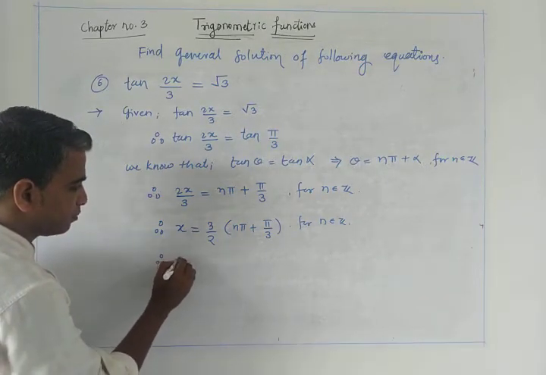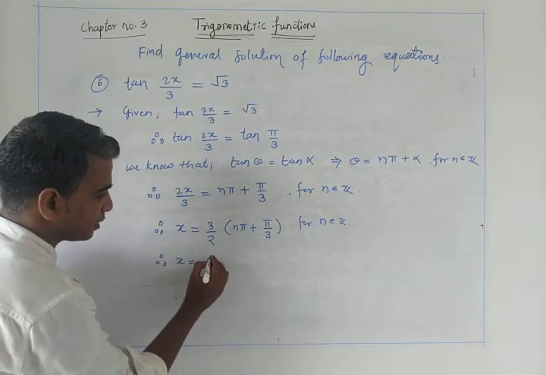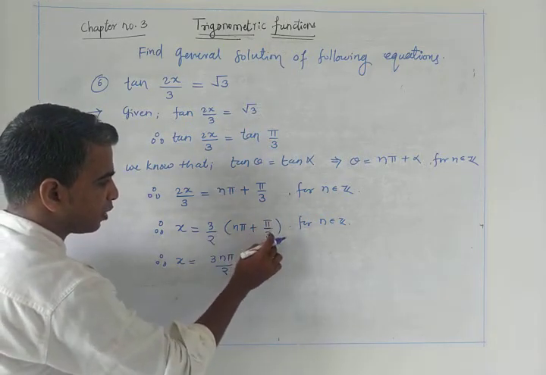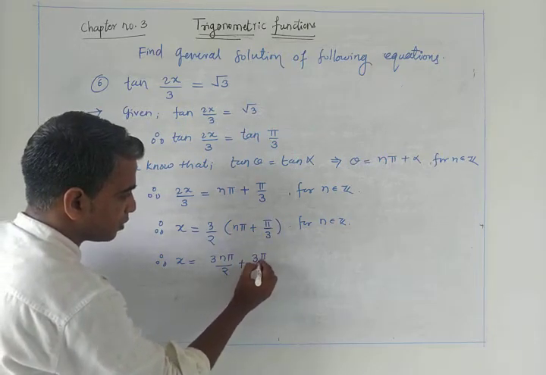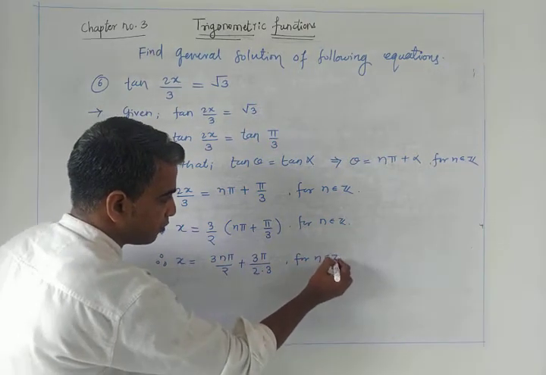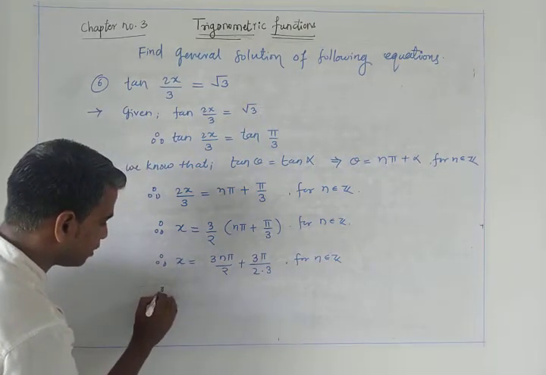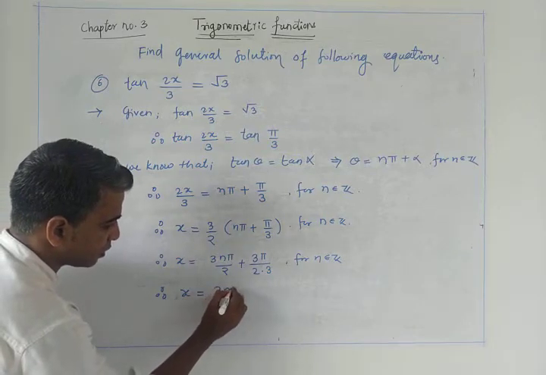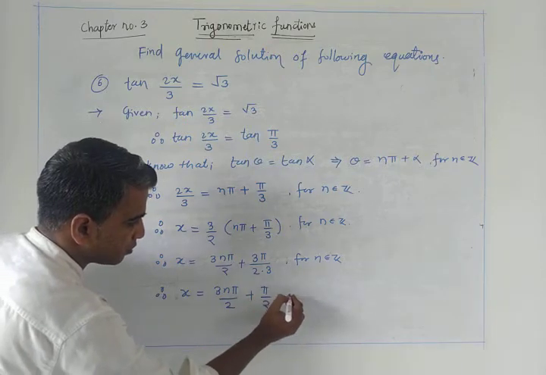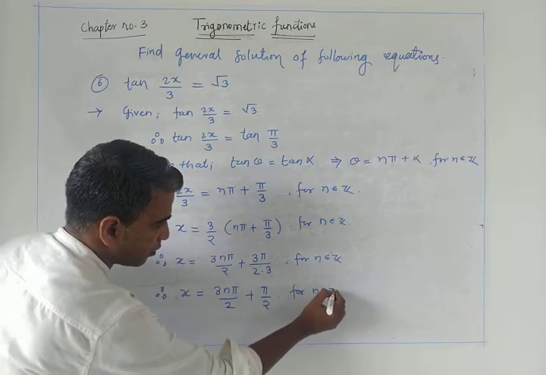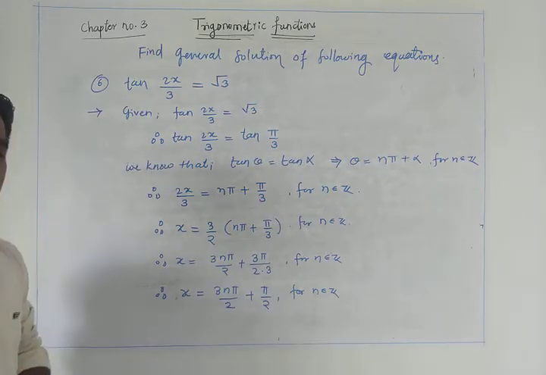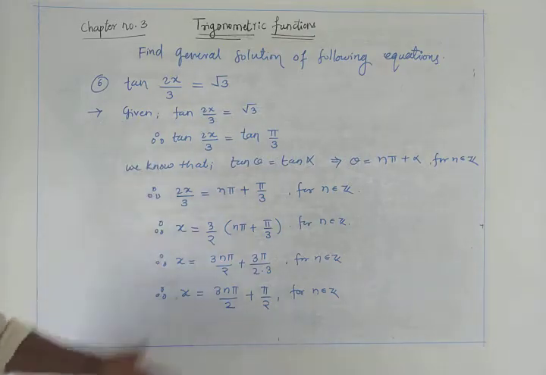Now simplify it. So you will get, multiplying inside, 3n pi upon 2 plus 3 pi upon 2 into 3, for n belongs to Z. Now this 3 gets cancelled. So x is equal to 3n pi upon 2 plus pi upon 2 for n belongs to Z. Okay, so this is the required general solution when such questions are asked.